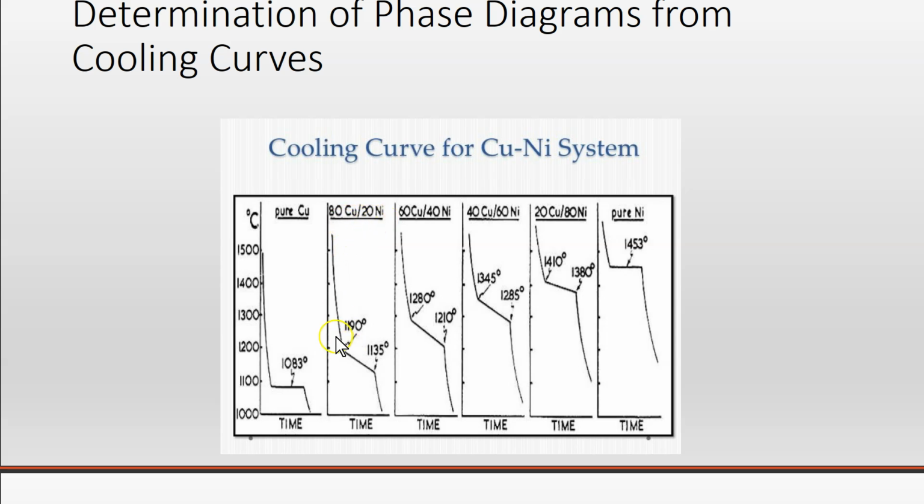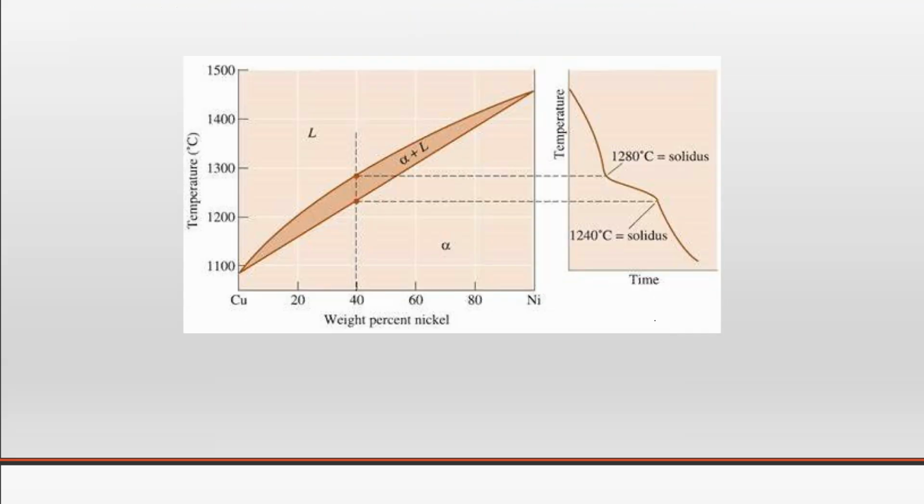When we have a mixture here, we will start to see a discontinuity in the temperature-time curve as the solid starts to form here at 1190, and then at the end the solid is completely formed and we just get the usual continuation of the cooling curve. We can try this for different compositions, and from that we can determine the temperature of the solidus and the liquidus.